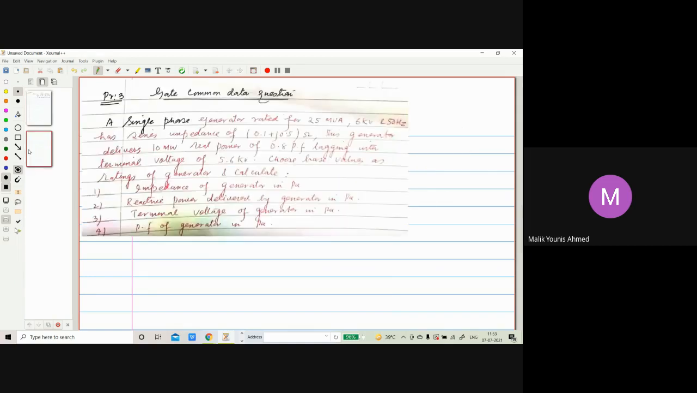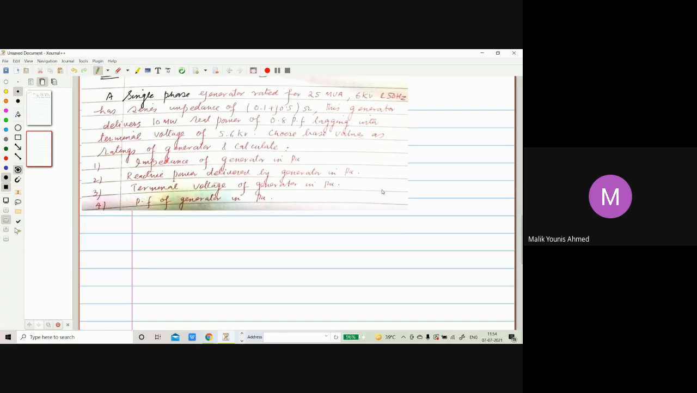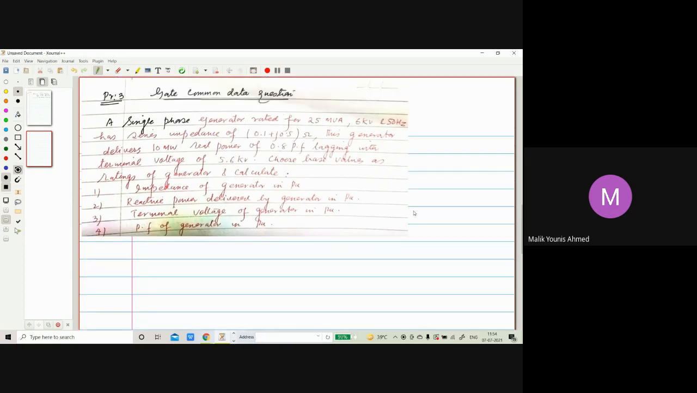Now let's come to one of the problems. This is a common data problem in the GATE examination. See, GATE problems are very simple. I'm repeating this time and again to you. If you attend all the lectures, it will be very simple, and we will explain this per unit system in the simplest way. You will not find it like this in any book. I think it was asked in 2017.